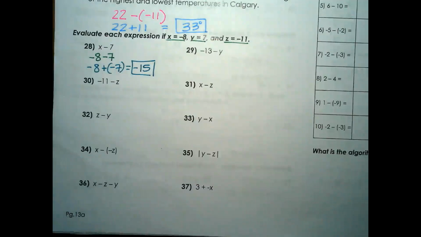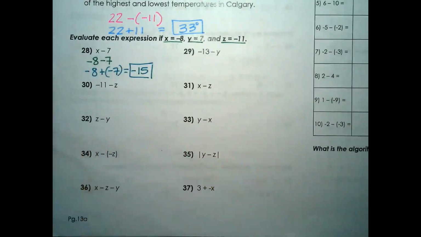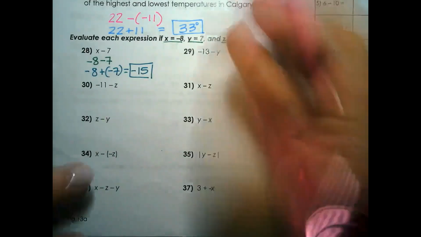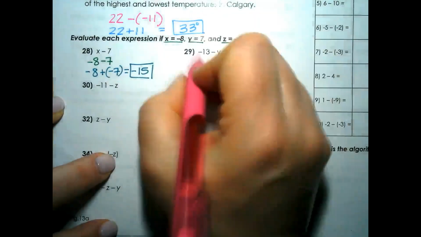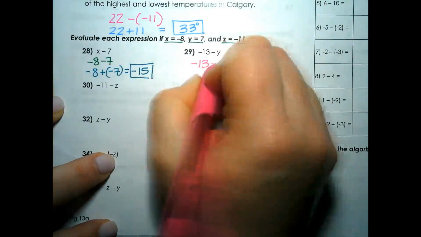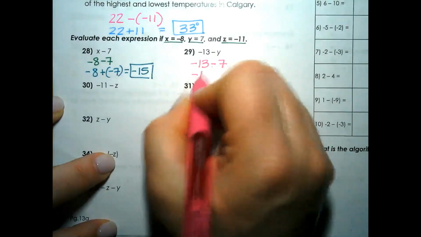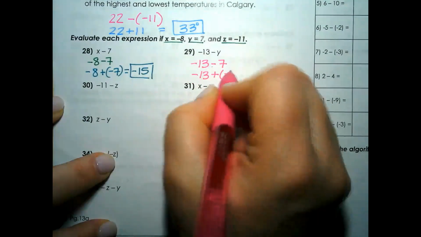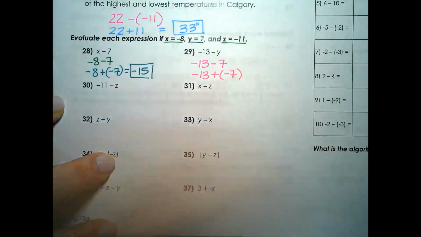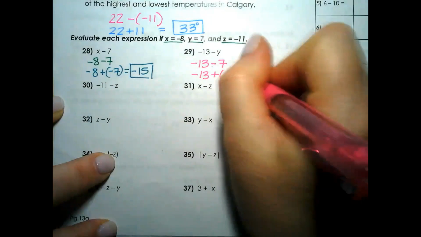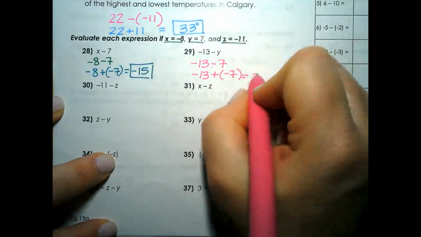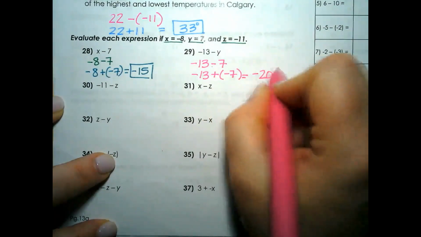All right, let's take a look at question number 29. So in 29, our substitution is for Y. So this is going to be -13 minus Y, which is 7. When we subtract a positive, it's the same thing as adding a negative. I'm using those parentheses again just to make sure that you don't lose that little negative sign. It just helps keep it all together. They're the same sign, so we keep the sign and we add them together.